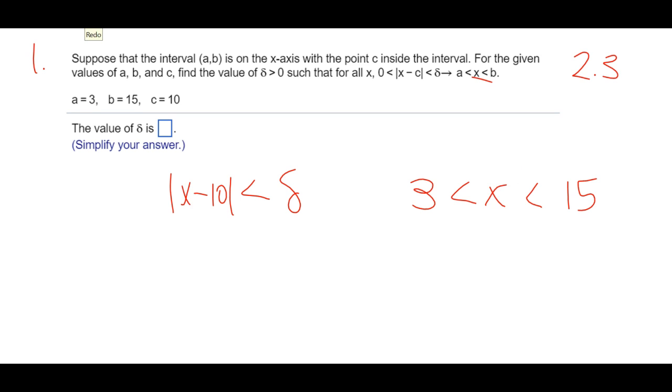Alright, let's get into the problem. This is an absolute value inequality. So what that means is that negative delta is less than x minus 10 is less than positive delta. That's just the definition of an absolute value inequality. If the absolute value is less than some number, then that means the number is between the opposite of this number and the number itself. Then we're going to solve this for delta.